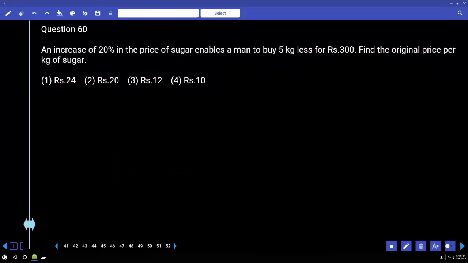An increase of 20% in the price of sugar enables a man to buy 5 kg less for 300 rupees. Find the original price. ఇలా ఎప్పుడైనా అడిగినప్పుడు ఈ క్వశ్చన్ చాలా మంచి క్వశ్చన్ అండి, చాలా ఇంపార్టెంట్ క్వశ్చన్. ఇప్పుడు యాక్చువల్గా ఈ కాన్సెప్ట్ నేను ఇదివరకు చెప్పే ఉంటాను. You are taking 300 rupees to a shop and you are buying articles, but due to an increase in the rate you are getting 5 kg less quantity.